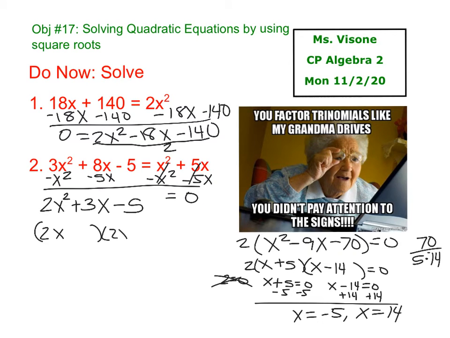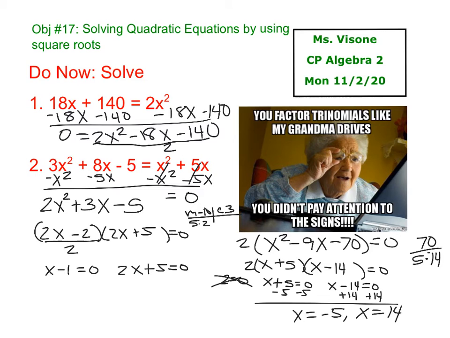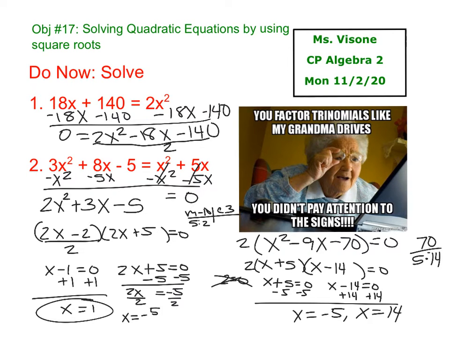2x. What multiplies to negative 10 and combines to 3? Well, it's just 5 and 2. Negative 2. So minus 2 plus 5. Divide by the GCF. x minus 1 and 2x plus 5. Add 1 to both sides. Minus 5. 2x equals negative 5. Divide by 2. Negative 5 over 2. It's about as hard as it gets, number 2.